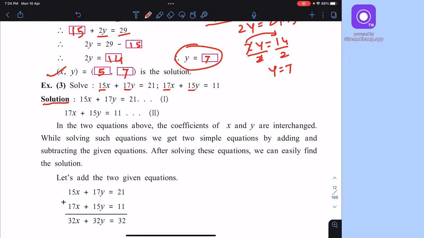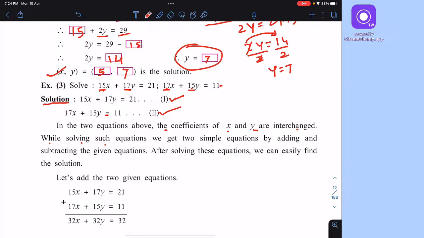As I said before, first of all you have to give the numbers. So first equation is 15x plus 17y is 21. This is equation number 1. And second equation is 17x plus 15y is equal to 11. That is given equation number 2. In the two equations above, the coefficients of x and y are interchanged.